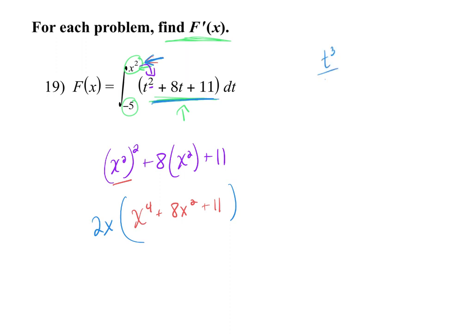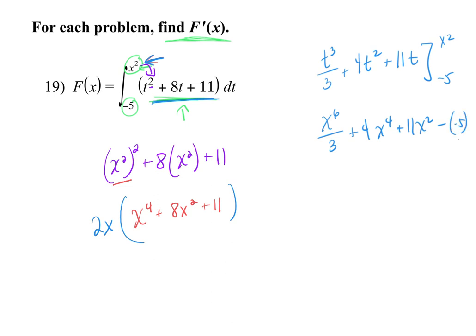So here's what happens. I would have done t cubed over 3 plus 4t squared plus 11t. Yes? Okay. And then it wants me to do it from -5 to x squared. Yes? So then I plug in x squared. I plug it in here, I get x to the 6 over 3 plus 4x to the 4th plus 11x squared, right? That's what happens when I plug. Then I'm going to plug in a -5 and get some constant, right? This is going to be a constant, yes? And now they want the derivative of this guy.